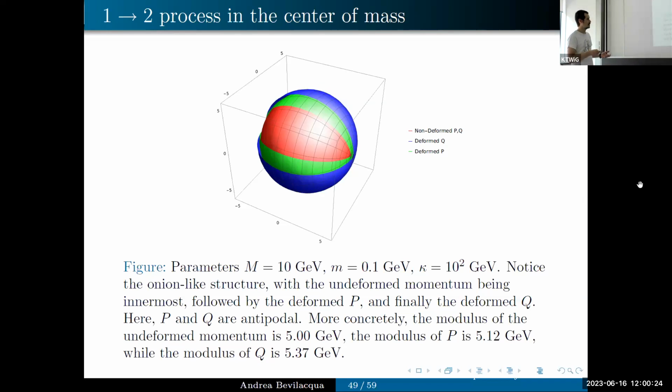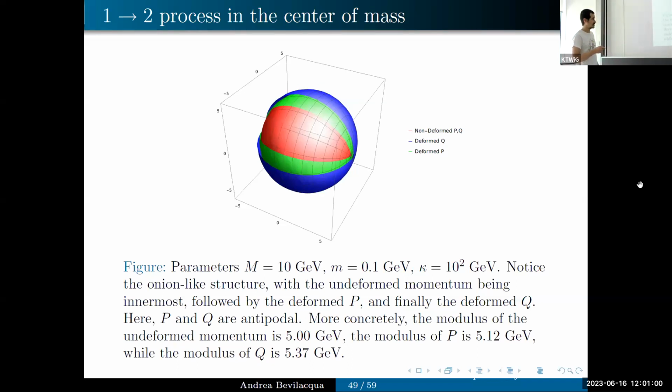So here we chose M equals 10 GeV. So this is the mass of the decaying particle. The small m is 0.1 GeV. So this is the mass of the decaying products. And notice the incredibly small kappa. So kappa is 100 GeV, which of course doesn't make sense. As I said at the beginning, this should be of the order of Planck energy. So it should be enormous. But if we actually put the correct kappa, we couldn't see anything by eye in the graphs. So we just chose a different kappa just to show what happens qualitatively.